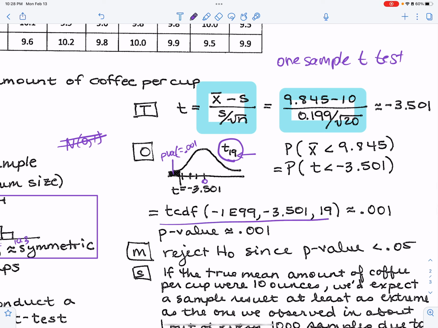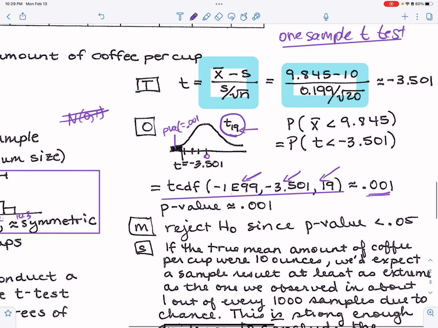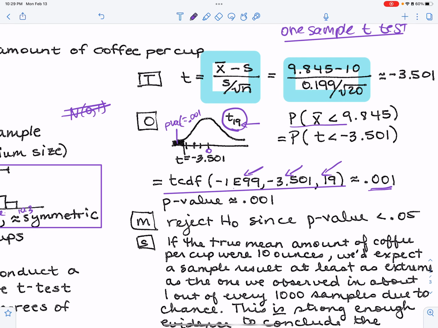If you put this TCDF, this means absolutely nothing because there's nothing labeled. And I didn't use TCDF, because you could use TCDF where basically that's negative infinity to negative 3.501, and that gave me this here. I used the one sample t-test and I got all of my data. All right, so see, this is showing the probability that X is less than 9.845 is the same as my probability that my T is less than negative 3.501. So it's just converting it to a standardized test statistic right here.